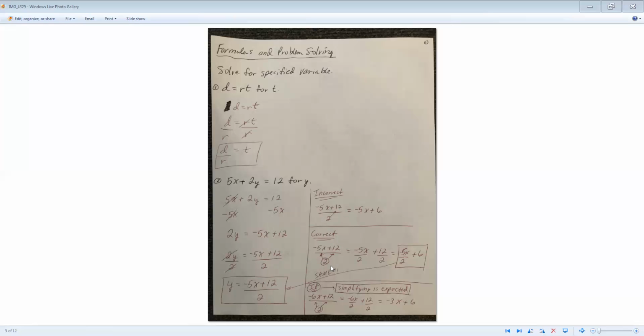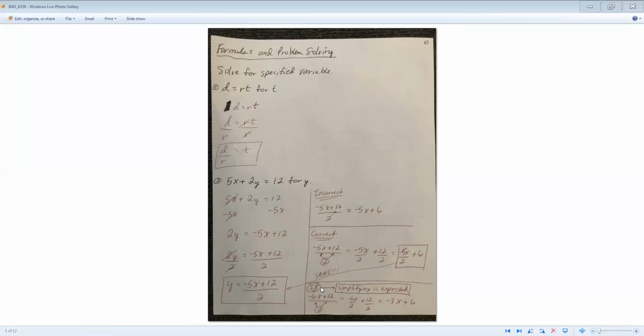If we wanted to simplify this further, we would have to take the 2 that's in the denominator into each term that's in the numerator. That would give us negative 5x over 2 plus 12 over 2. Then I can simplify, leaving me with negative 5x over 2 plus 6. And that would be the same thing as negative 5x plus 12 over 2. We do not have to take this extra step because the 2 could not divide into each term evenly.